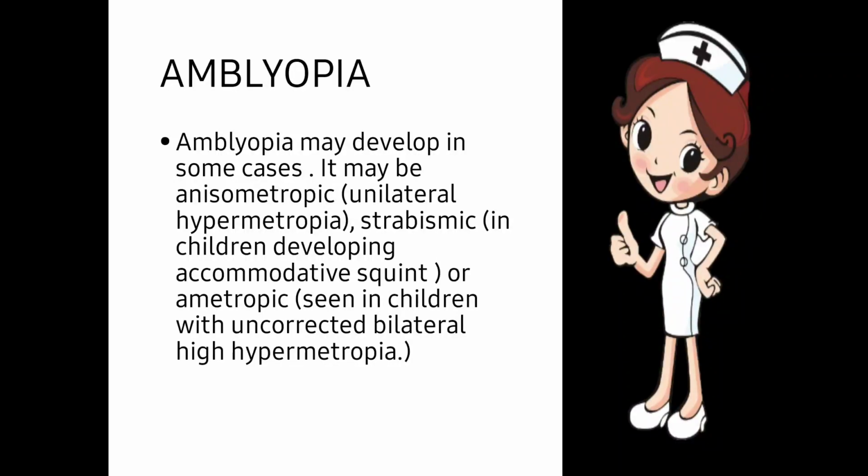Next one is strabismus: in children, accommodative squint may develop. Strabismus leads to a squint condition, or one eye is hypermetropic, or there is ametropia. Ametropic is high hypermetropia uncorrected in both eyes. Both eyes hypermetropia is ametropic, and single eye hypermetropia is anisometropic. So amblyopia may develop.